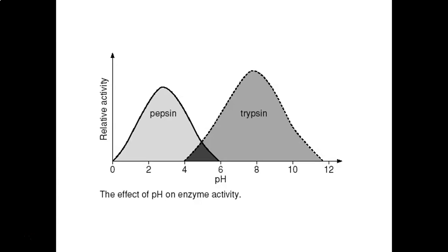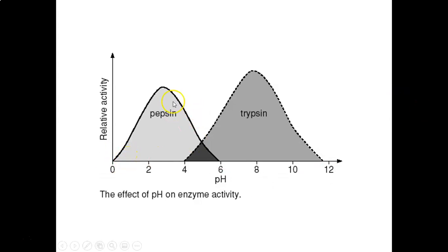Now here we have a graph showing the effect of pH on enzyme activity. So we have pH units along the x-axis. We have relative activity on the y-axis. So we have these, pepsin and trypsin are two proteases. So prot for protein, ase's for enzyme. So these are enzymes that relate to proteins.